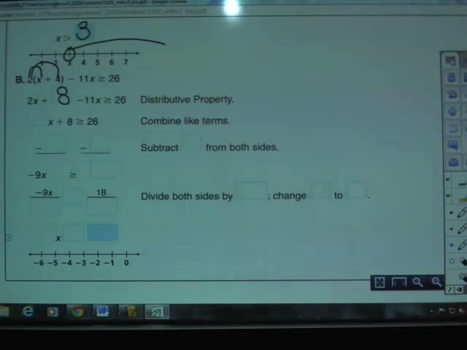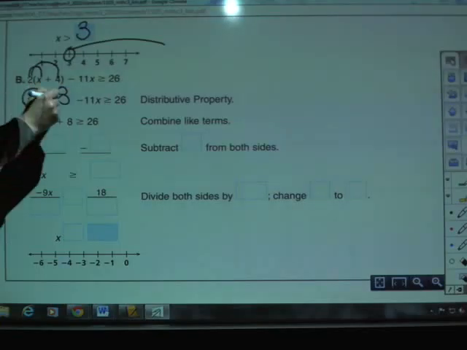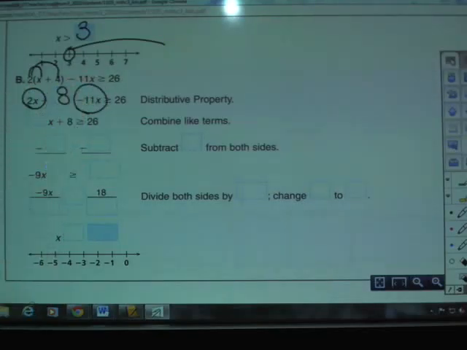Now you've got some options here. You could at this point start sending numbers to the right side of the inequality sign. That's an option. Your other option is to go ahead and just start combining like terms and simplifying and then send things to the right side. And that's exactly the route that they've decided to do here. So they've decided to combine the 2x and the 11x at this time. 2x minus 11x is going to give me negative 9x. So I've got negative 9x plus 8 is greater than or equal to 26.